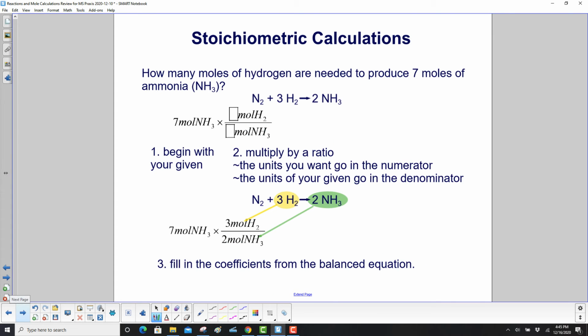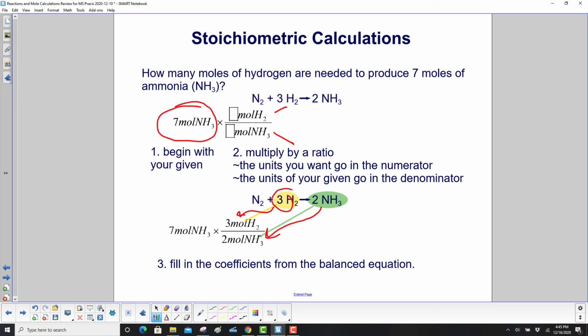And another problem, how many moles of hydrogen are needed to produce 7 moles of ammonia, NH3? We start with what we want to find, that's our given, 7 moles of ammonia. Then we have moles of hydrogen on top and then moles of ammonia on the bottom so we can cancel out moles of ammonia. So, multiply by a ratio. The units you want go in the numerator, the units of your given go in the denominator. So here's our 3 moles of hydrogen that goes on top. Here's the 2 moles of ammonia.